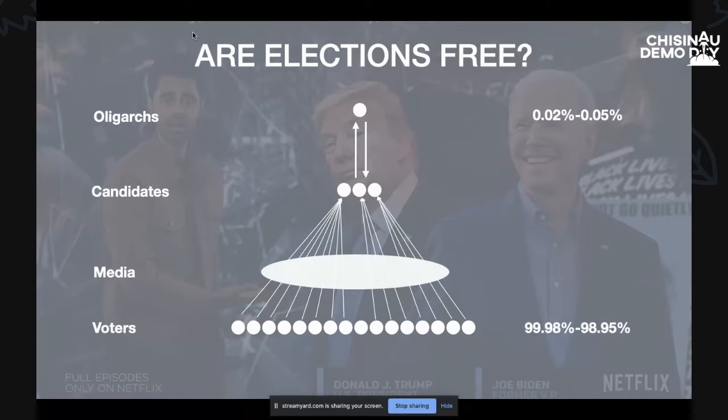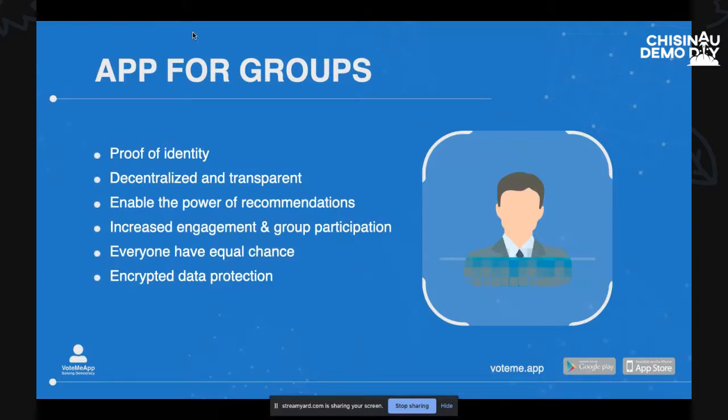And this is actually the big trouble with the democratic exercise right now. We are simulating an election. We don't have really free and democratic elections nowadays. Our app has multiple solutions designed to solve this issue. First, above everything, the proof of identity. We are using a simple selfie picture to demonstrate that the person is really who they say they are.